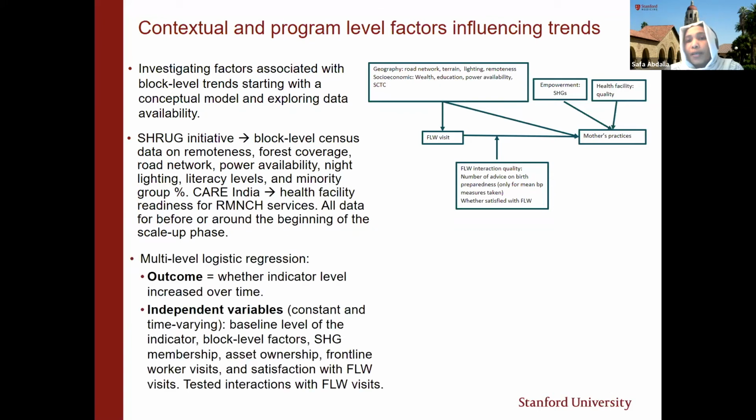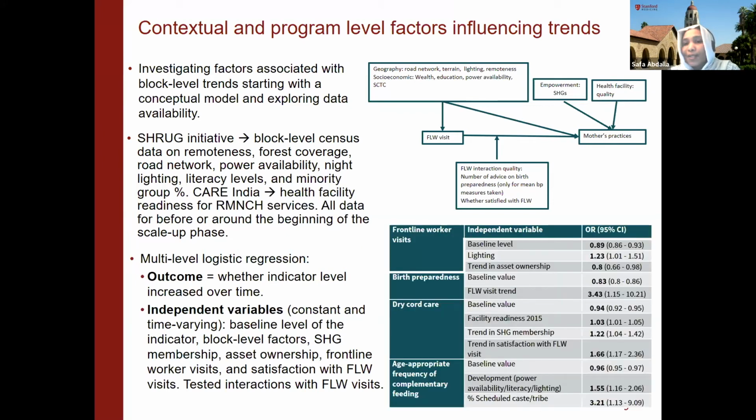And so we operationalized the conceptual model with multi-level logistic regression, with the outcome as whether the indicator level increased over time or not in each block for each indicator, and all the other data used as independent variables, adjusting as well for the baseline level, the level of the indicator at the beginning of the scale-up phase. And we also tested the interactions in order to operationalize the conceptual model.